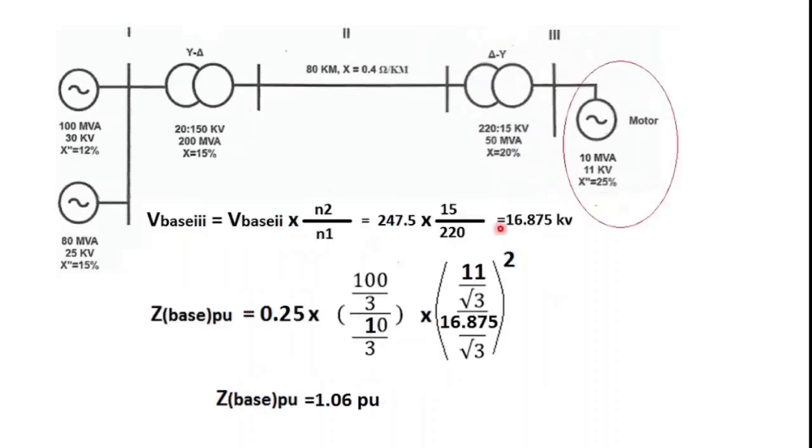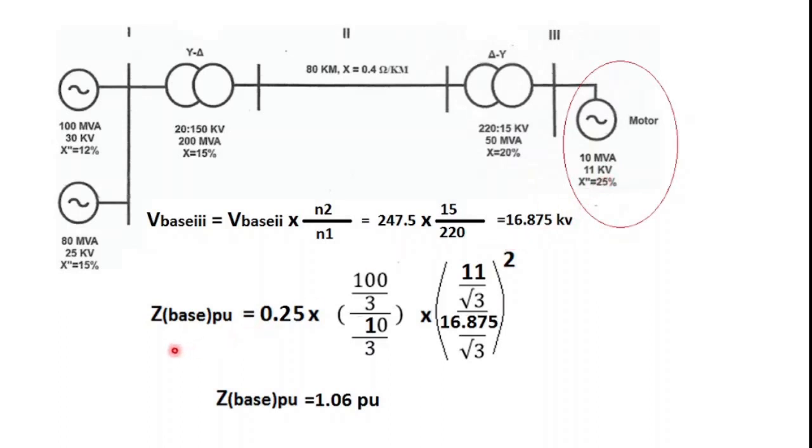So finally we have reached the motor part, and this time the same formula, but just take a look that V base 3 equals V base 2 into the transformer ratio. Now V base 2, we got this 247.5, and the transformer ratio is this one, 15 by 220. So just plug in the values and you will get V base 3 equal to 16.875 kilovolt for the motor. Now this is the new V base for the motor side.